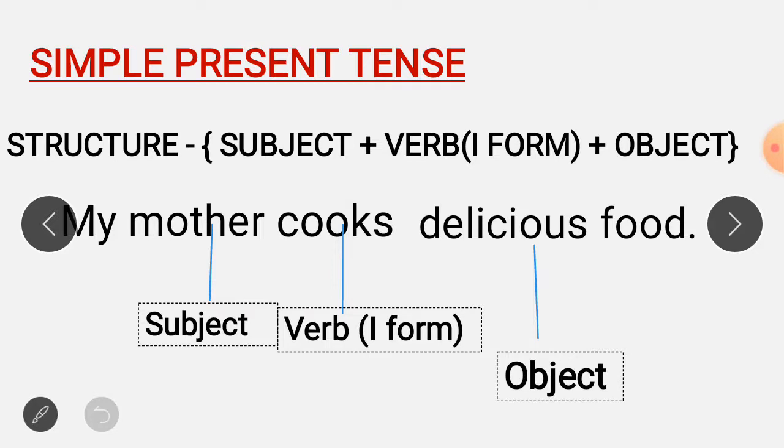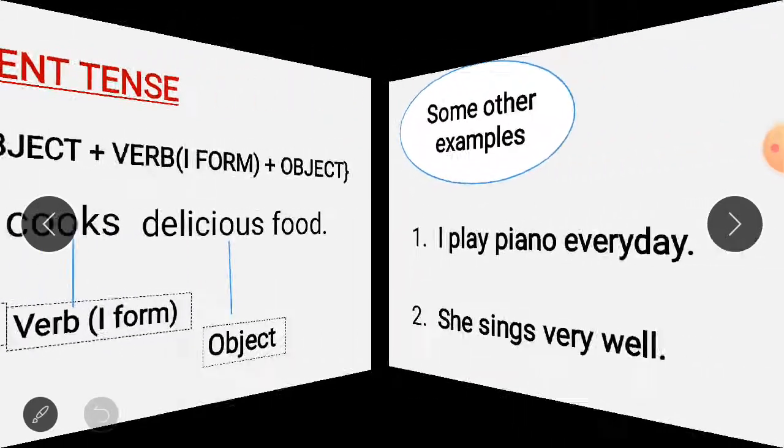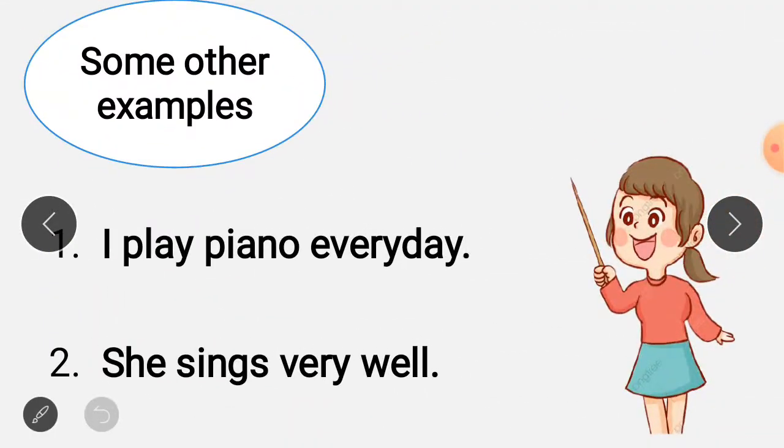Let's take up an example. My mother cooks delicious food. In this sentence, my mother is the subject, cooks is the first form of the verb, and the rest of the sentence, that is, the delicious food, is the object. Now let's see some other examples also. They are: I play piano every day. She sings very well.